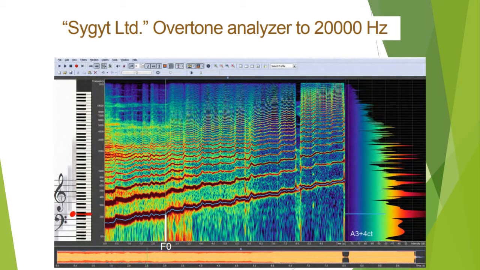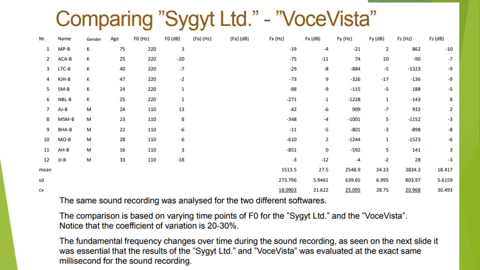When newer software for the clinic became available, such as SIGIT, we went back to Vocevista, and by visual observation, we entered the numbers of formants into a dataset to evaluate the quality of the software. We found that Vocevista and SIGIT were comparable as far as measurement results, which is why we have used SIGIT a lot since then for many purposes.